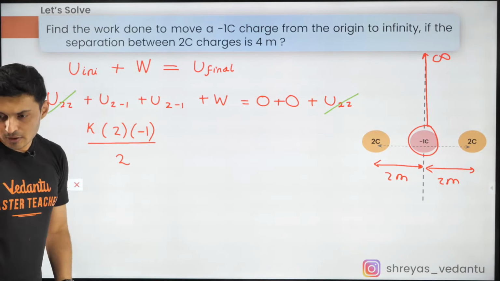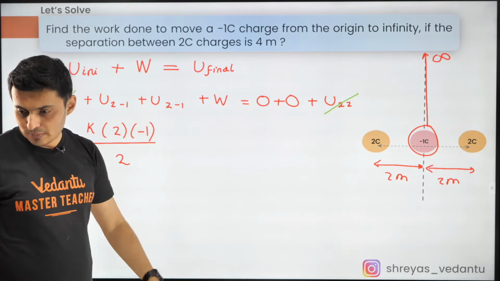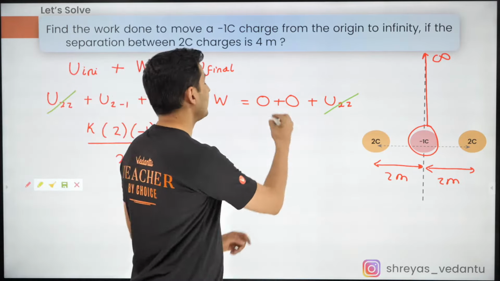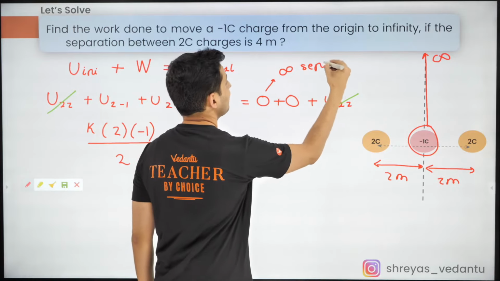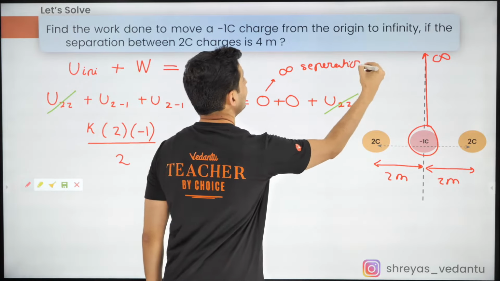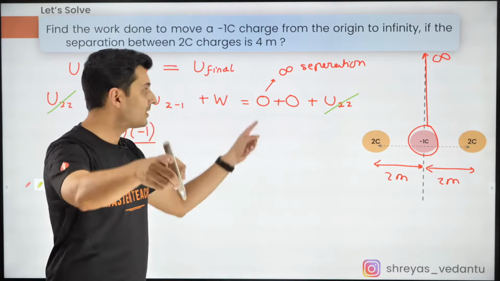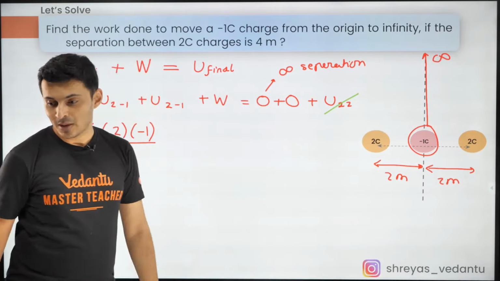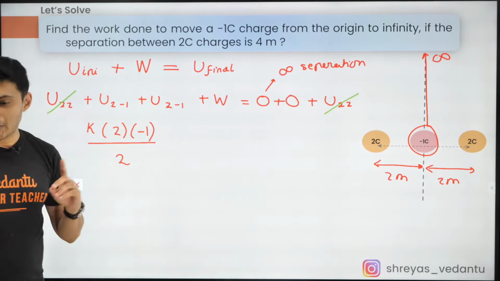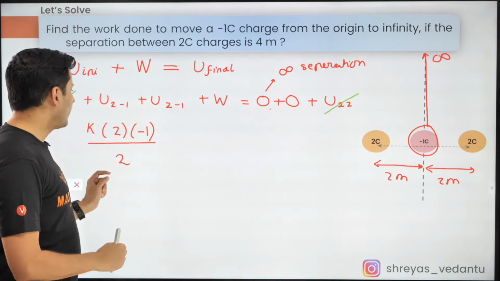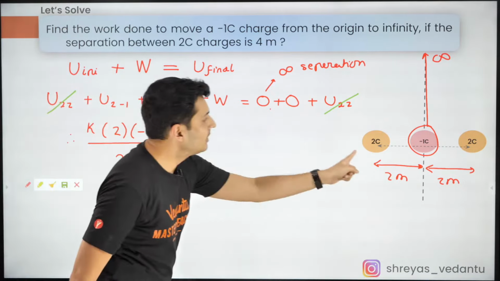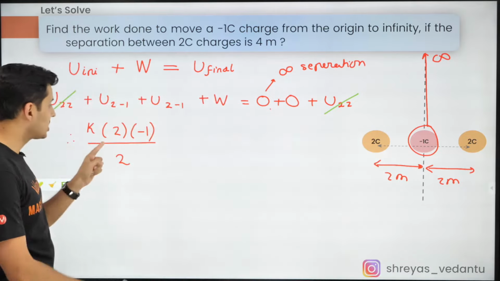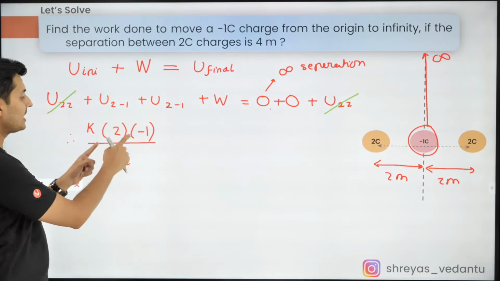Okay, so can you repeat how U final of charge 2 and -1 is 0? Munna bhai, the reason why this is 0 is because there is infinite separation. Remember, when the separation is infinity, what did we assume? Energy was 0. That's why it is 0. I hope this is clear. Now what I want to tell you guys is that if this much part is understood, the potential energy between 2 coulomb and -1 coulomb charge is this much.